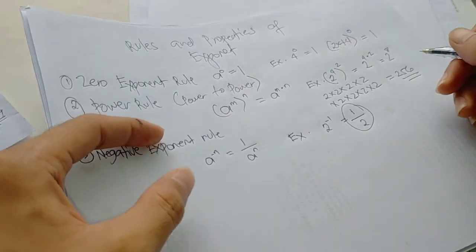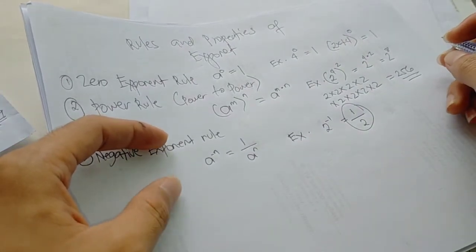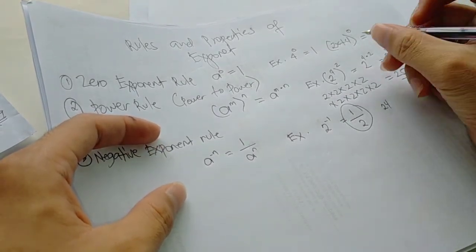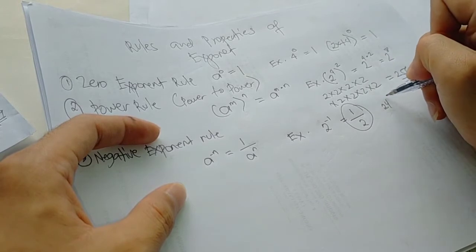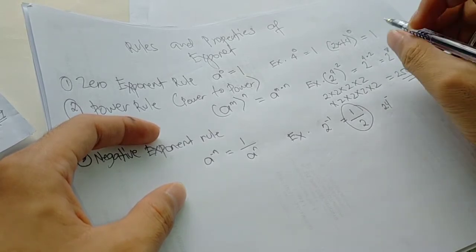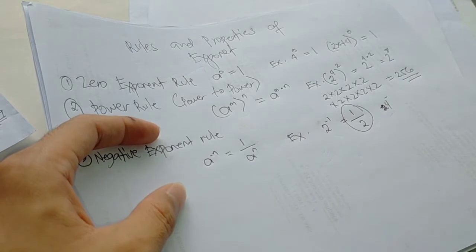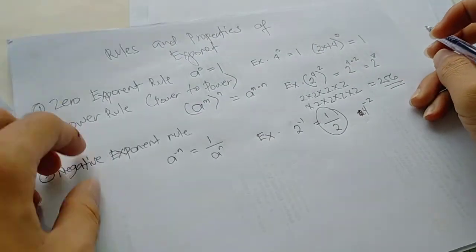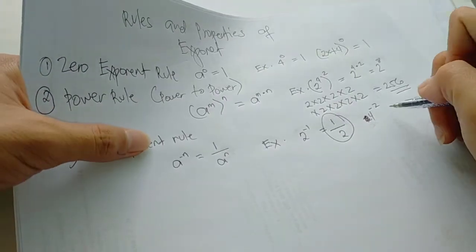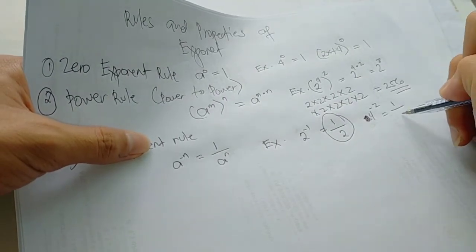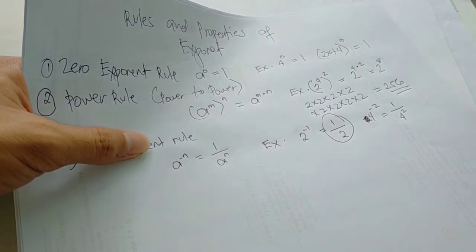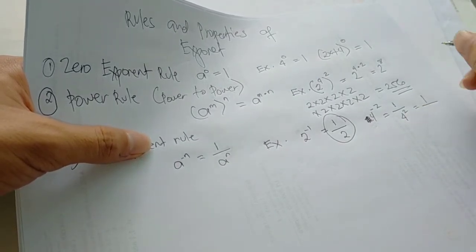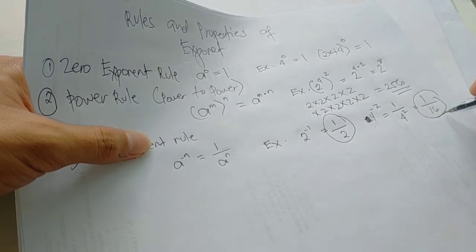Another example, if we have 4 raised to negative 2, para small number lang siya. 4 raised to negative 2, it will become 1 over 4 raised to positive 2. Then, pag ganyan po, pwede naman natin yung isolve. So, it will become 1 over 4 times 4 is 16.